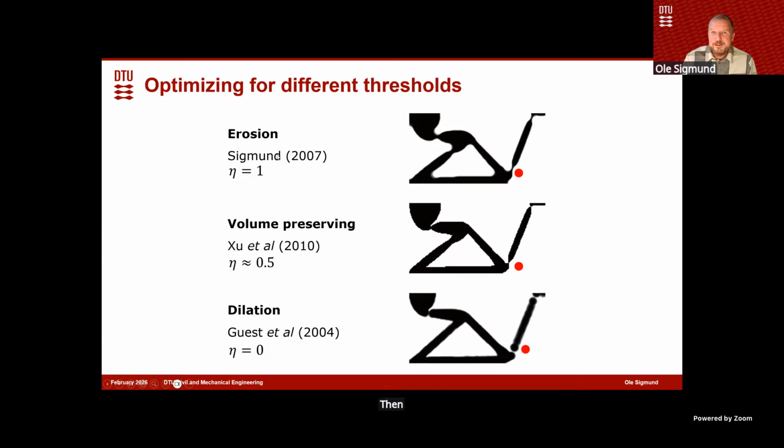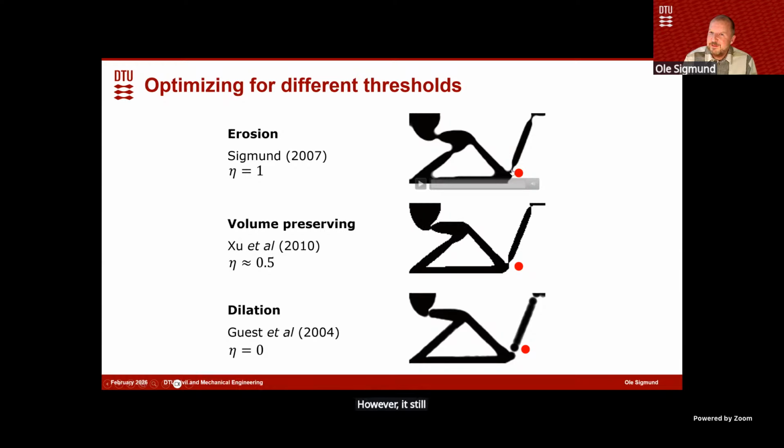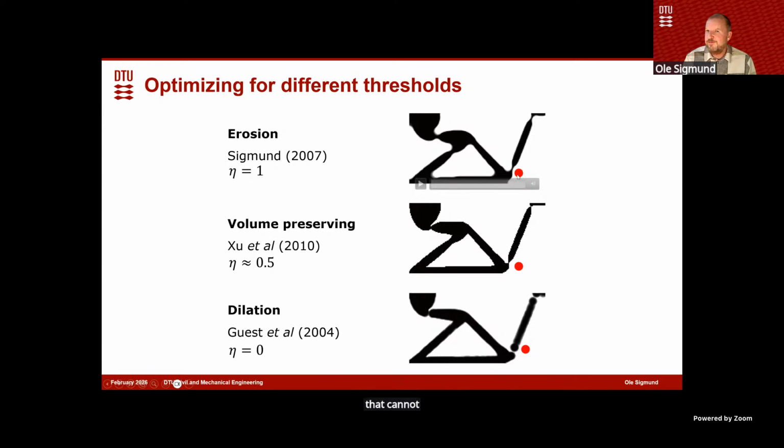Then we could go up and try to use the projection with eta equal to 1 instead. We call that the erosion filter. If we look at the obtained structure, again, it's black and white. However, it still has these very thin regions here, so it would still not be good. But what we also notice is that this could be called a machining filter, because there are no void features anywhere in this design that cannot be manufactured by some machining tool that is cutting away material.